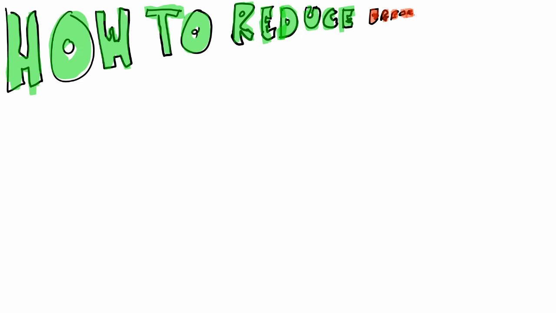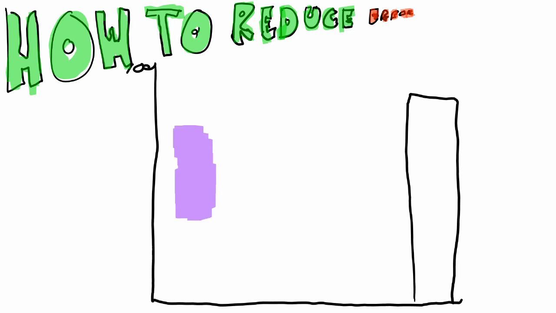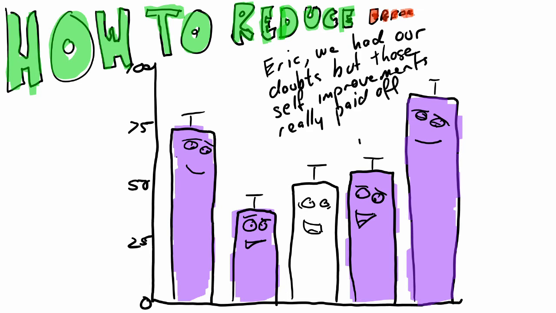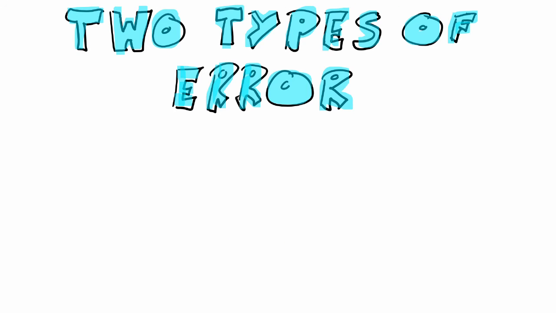So how do we reduce error in science, and what types of error exist? Well, here we have Eric. He's managed to go through a series of lessons and he's managed to reduce his error, and you can see his little bar on top there. He's a far happier dude. Alright, there are two types of error that can affect scientific investigations.